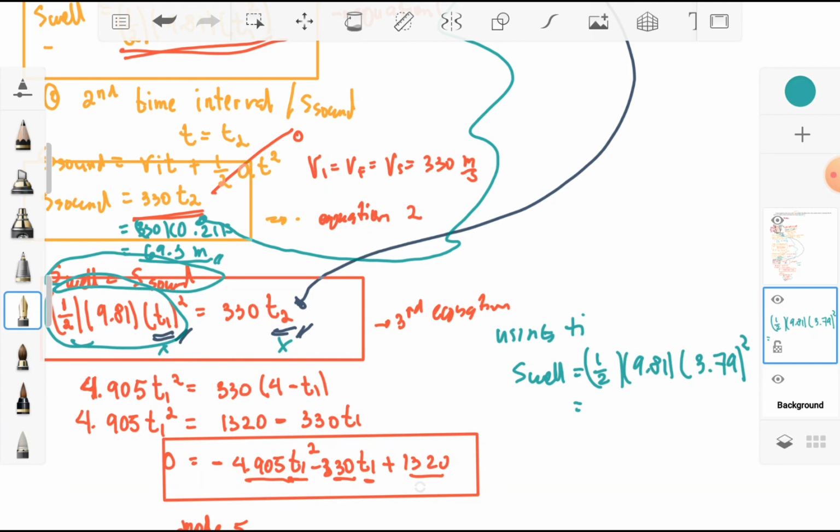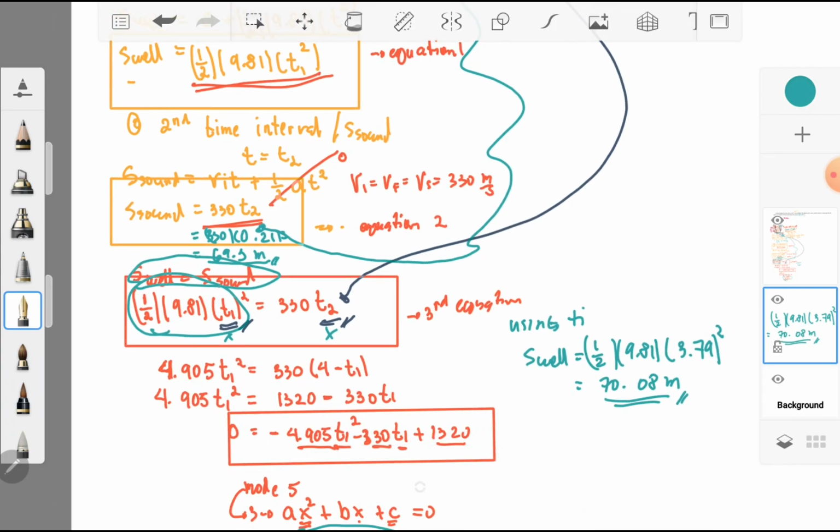So, 1 half multiplied by 9.81 multiplied by 3.79 squared will have a value equal to 70.08 meters. But approximately, they should be equal. Your S well must be equal to your S sound. Perhaps the difference is just from rounding of numbers. But if you would use the unrounded number, it would be proven that your S sound is equal to your S well.